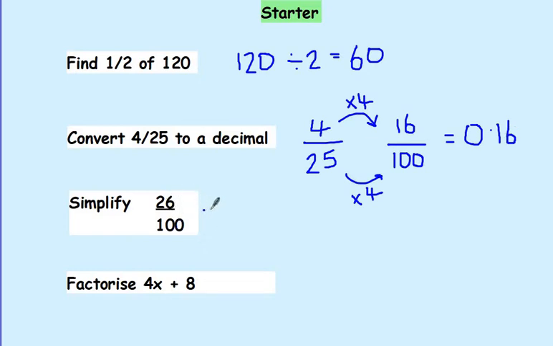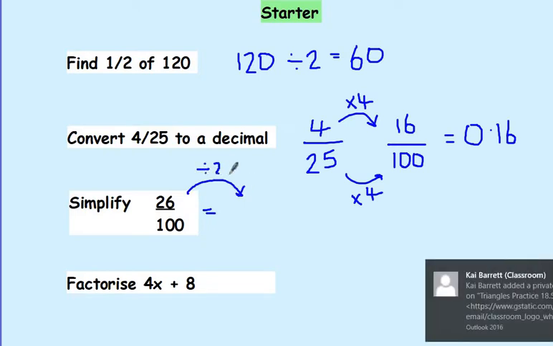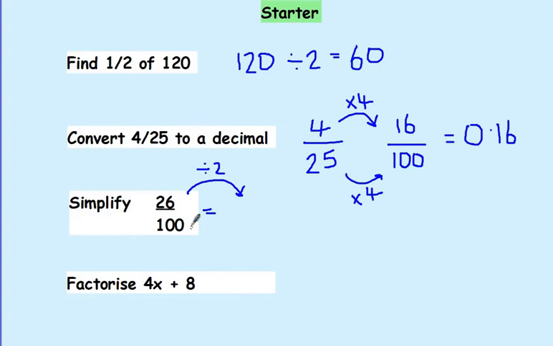Simplifying 26 over 100, we need to divide top and bottom by a whole number. I'm going to divide top and bottom by 2, which is going to leave me with 13 over 50. And finally, can you remember how to factorise? Factorise just means putting the brackets back in. So I'm going to take the 4 out. I'm going to have x, because 4 times x gives me 4x, plus 4 times what gives me 8, Darcy? 2. Lovely. 4x plus 2.